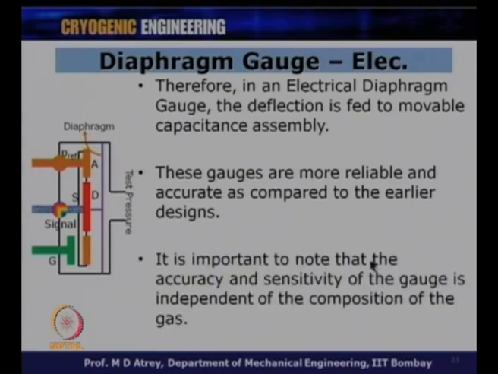It is important to note that the accuracy and sensitivity of the gauge is independent of the composition of the gas. All right. So, basically this assembly does not see the gas. The gas pressure just presses this Inconel, or the Inconel motion is occurring only with the gas pressure. That is it. The composition of the gas does not come into the picture.